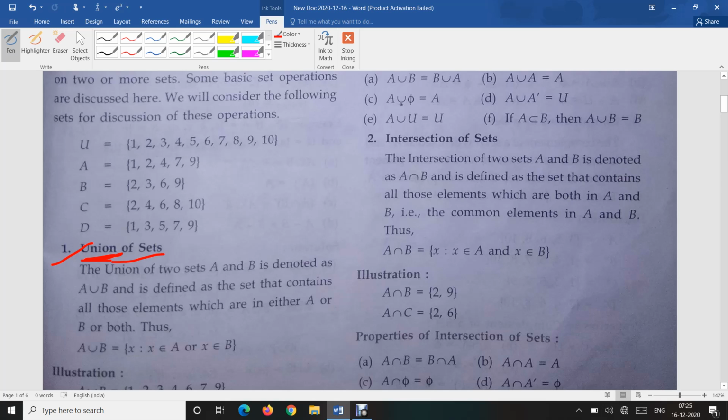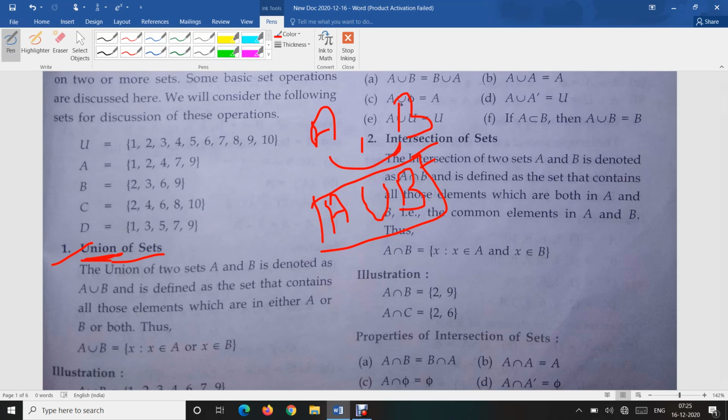Just like you have set A and set B, these are two sets, and you have to find A union B. There is a sign for the union, which is like U. So A union B can be defined as the set that contains all those elements which are either in A or B or both. That means if we want to find A union B, it contains all those elements which are in either A or in B or both.